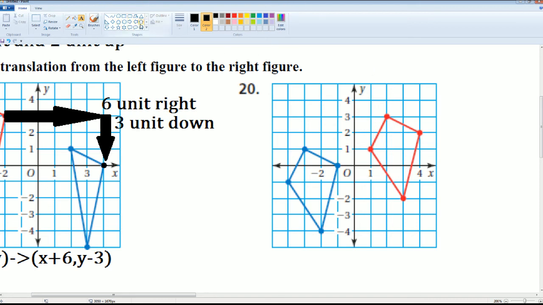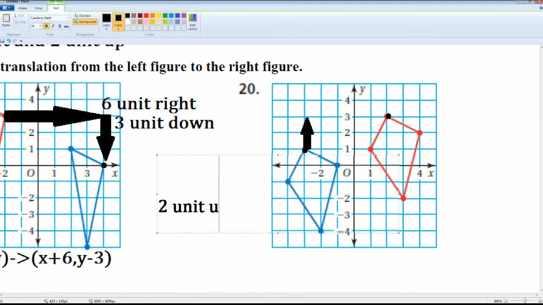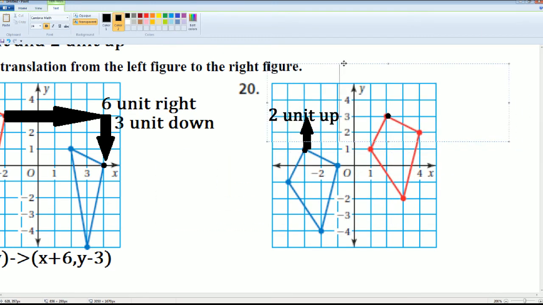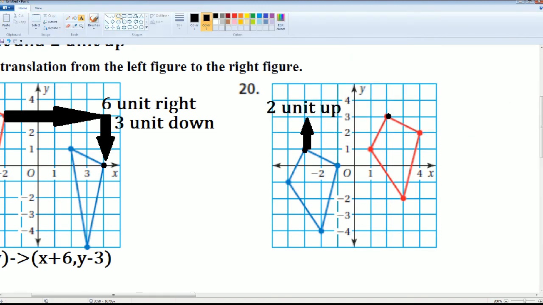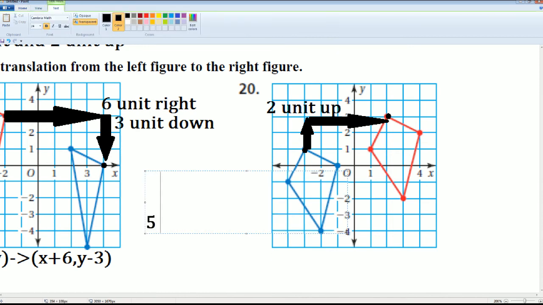So here's the arrow. Here's the top. We could just deal with the top. Let's go from here to there. Do you see? That's the top of the kite. So it went up how much? It looks like it went up 2 units up. Good. Then we go 1, 2, 3, 4, 5. And then it is what? 5 units right.